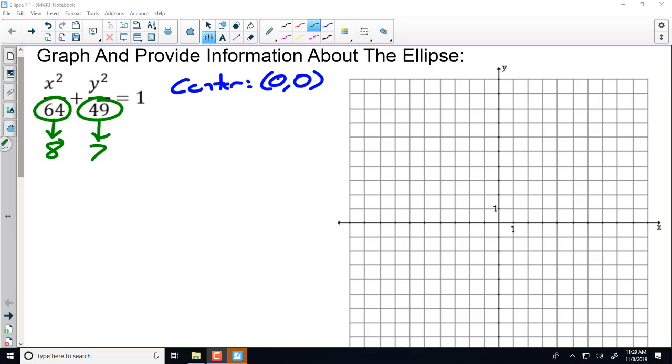Because there's a 64 under the x squared, and the square root of that is 8, and since it's under the x squared, we move left and right 8. So 1, 2, 3, 4, 5, 6, 7, 8. And there we get 2 points on our ellipse.